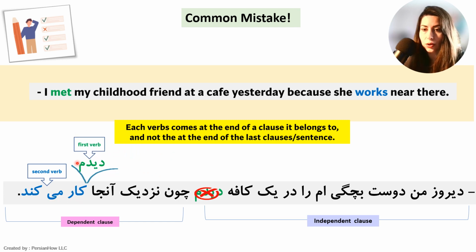So this is wrong because this verb belongs to this clause, so it needs to come at the end of this clause. If you do something like this in Farsi, then it's like doing the following in English: one verb here, another verb here. So it's like bringing it here and saying something like, I met my childhood friend at a cafe yesterday because she near there. You see, it does not make any sense.